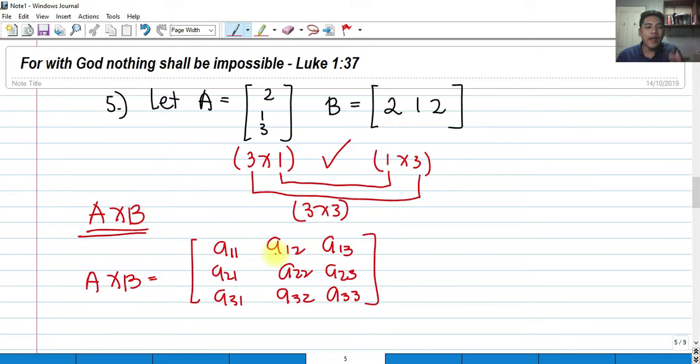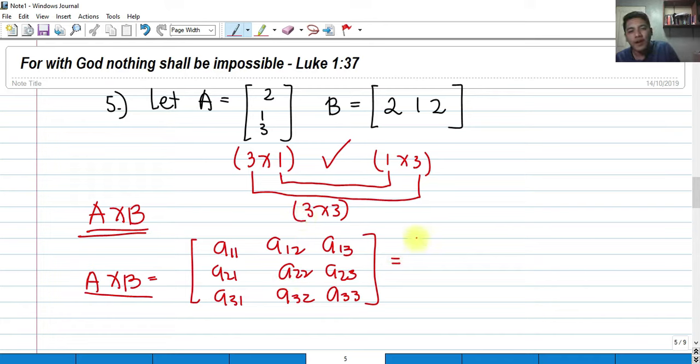What does A11, A12 mean? A11 is the element in row 1, column 1 of the matrix A multiplied by B. Same as row 1, column 2, row 1, column 3, it denotes their position inside the matrix. A21 is row 2, column 1. A22 is row 2, column 2. A23 is row 2, column 3. It is where it is located, and so on and so forth. So we have A31, row 3, column 1. A32, row 3, column 2. A33, row 3, column 3.